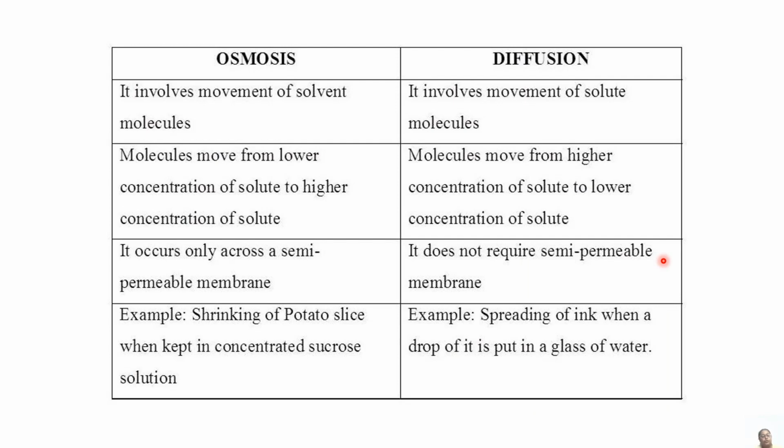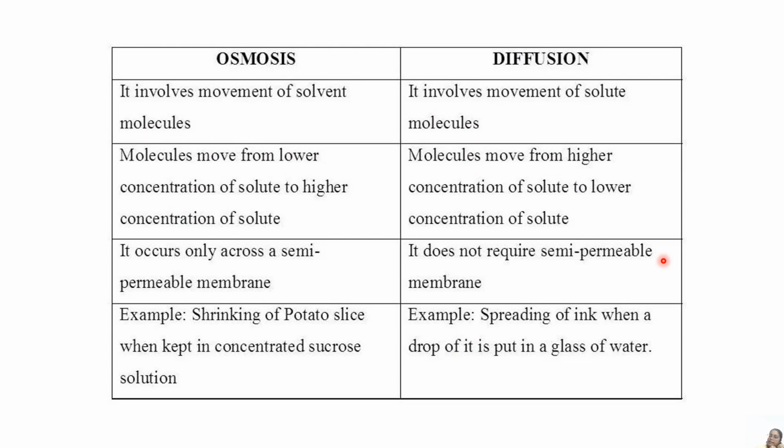So if we want to talk about the difference between osmosis and diffusion, osmosis involves movement of solvent molecules, whereas diffusion involves movement of solute molecules. Like if you get inside a big room and you spray a perfume at one end, the fragrance particles will diffuse through the room, and it will ultimately cover the entire room. So that is the movement of solute molecules, whereas in osmosis it is the movement of solvent molecules.